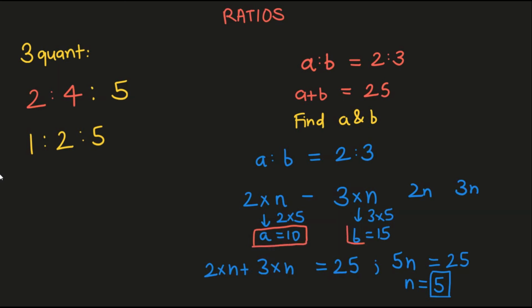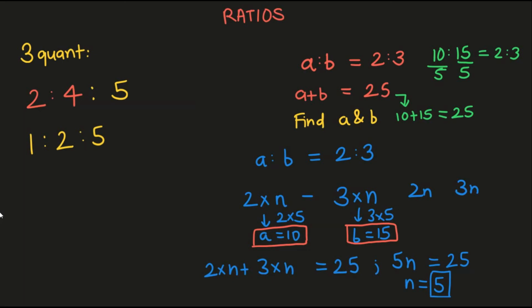Let's just quickly verify. A is to B will be 10 is to 15, and to get 2 is to 3, you simply divide both by the same number 5. 10 by 5 is to 15 by 5 will be 2 is to 3. Now A plus B is equal to 25. In this case it will be 10 plus 15, which is equal to 25. So we have got the answer correct.